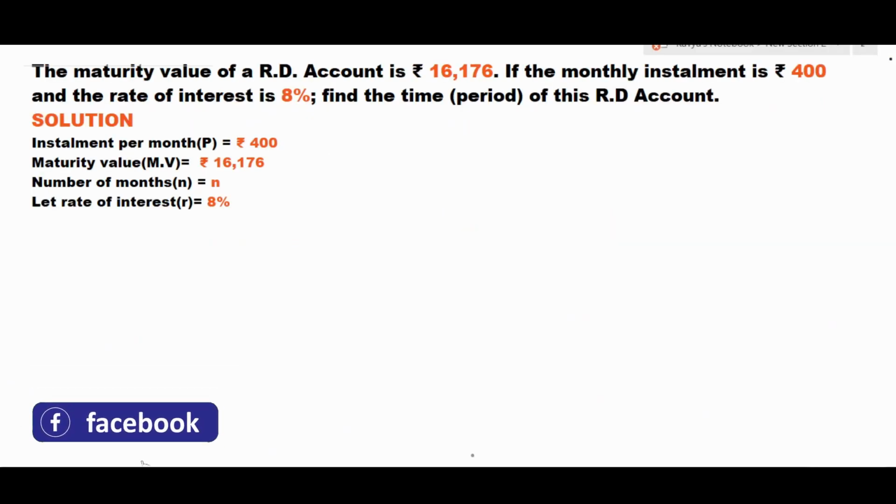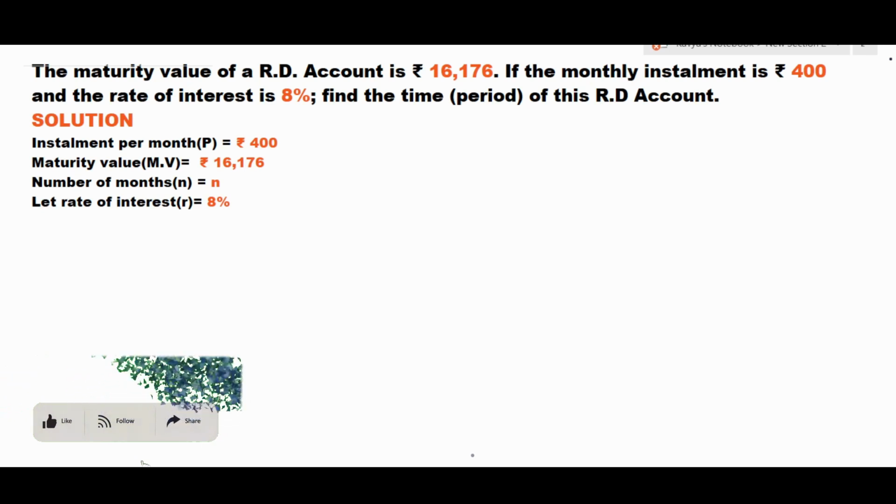Second problem: the maturity value of the RD account is ₹16,176. If the monthly installment is ₹400 and the rate of interest is 8%, find the time period for this account. Let's check the data. Installment per month is ₹400, maturity value is ₹16,176, and the rate of interest is 8%. Since I need to find the time period, the number of months I have written as n.